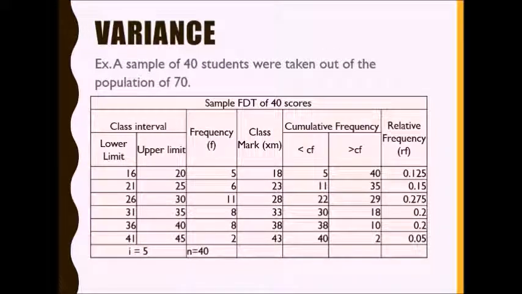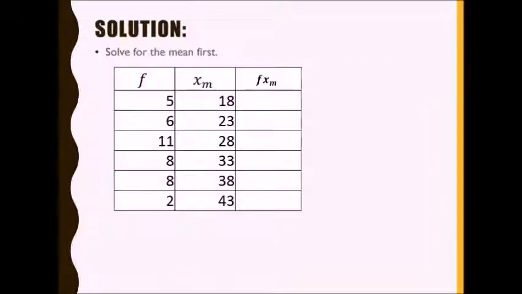Okay, so another one, let us take this one. Here, it is specified: a sample of 40 students were taken out of the population of 70. So this is a sample FDT of 40 scores. Again, let us first solve for the mean and then proceed to solving the variance and SD. Solving for the mean, we will multiply the two. If you're using Excel, this is faster, but since we're doing this manually, let's just use the calculator.